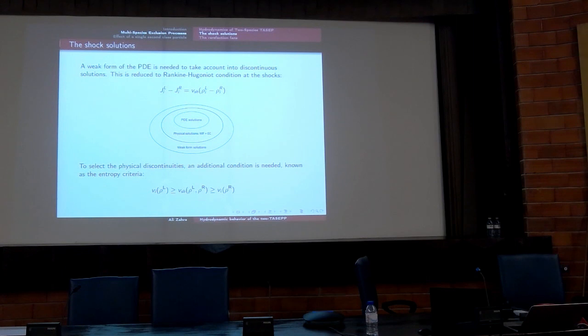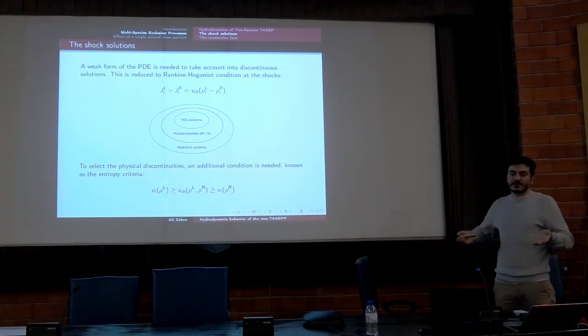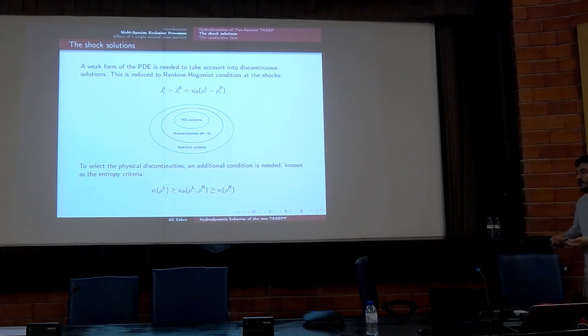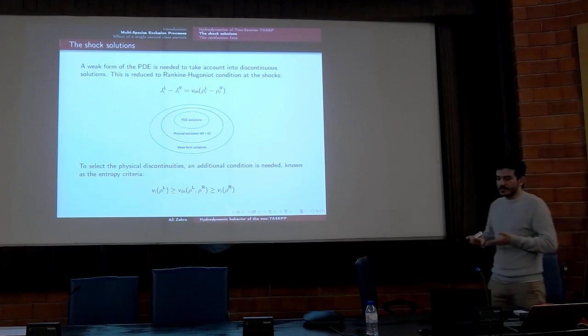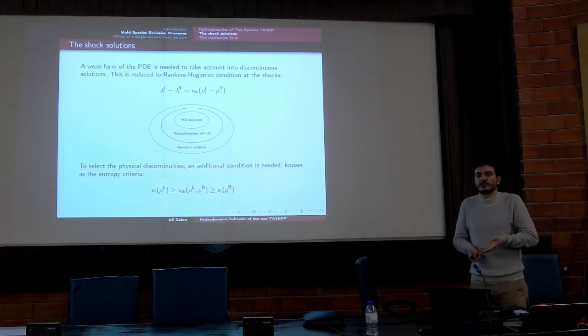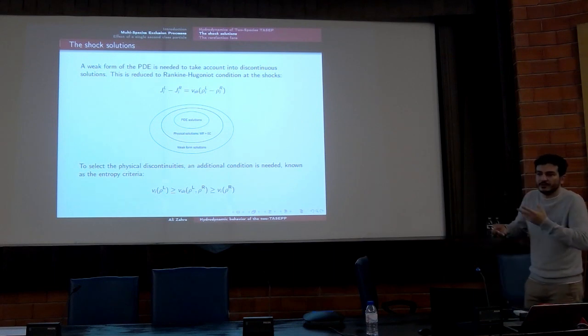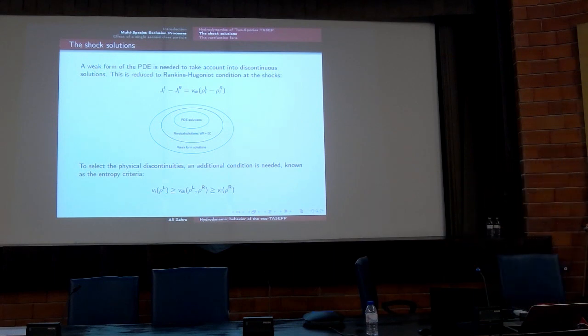Each time you have a discontinuity, you ask this discontinuous point to abide by the Rankine-Hugoniot condition. But if you just stop here, then you have too many solutions. You don't even have uniqueness, and then you need an additional condition, which is the entropy criterion. If you do both, you can limit the weak solution to the physical solution by adding this entropy criterion, which physically just means that you want your solutions to be stable under perturbation. It's one interpretation, but there are other interpretations of the entropy criterion.